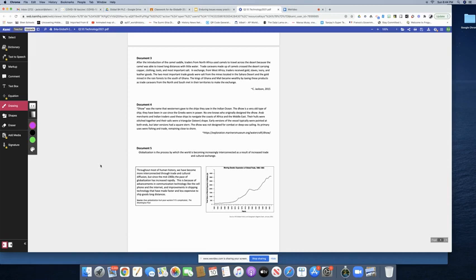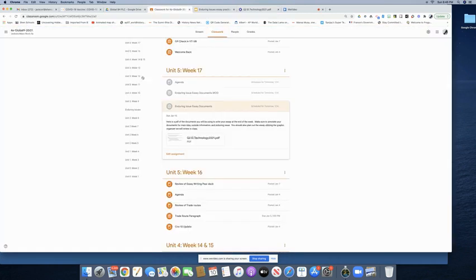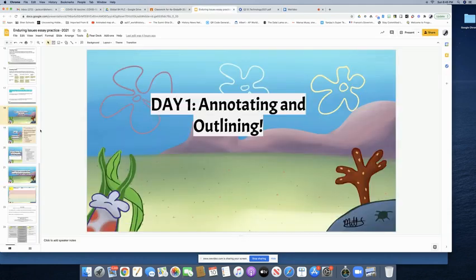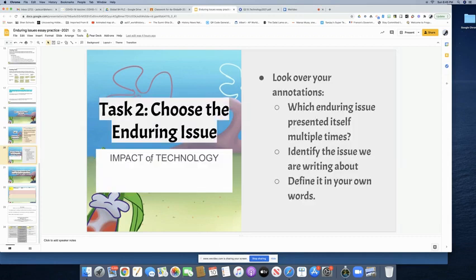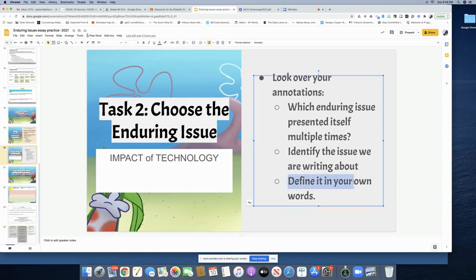Before I show you the graphic organizer, if you remember last week, we started reviewing that essay writing. We reviewed what we had talked about in the first quarter. So our main task is to annotate and outline, right? I just went over how you're going to do this. You're going to write down the main idea, the outside information, the enduring issue. In this case, the enduring issue has been chosen for you. It is the impact of technology, but what we're really going to be stressing is, can you define impact of technology in your own words?